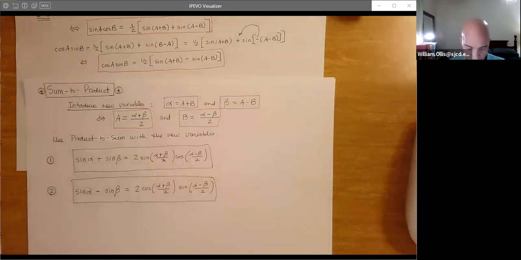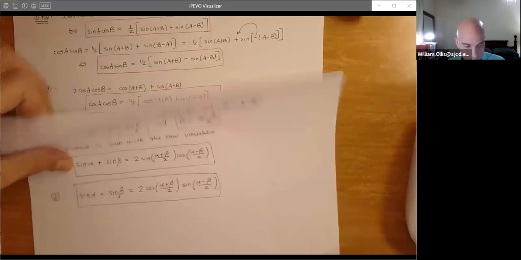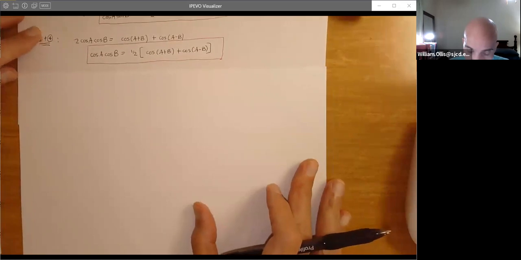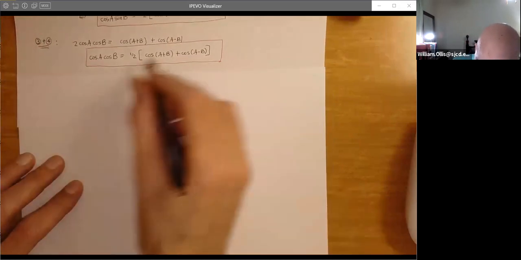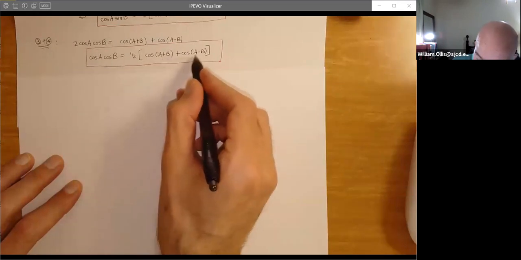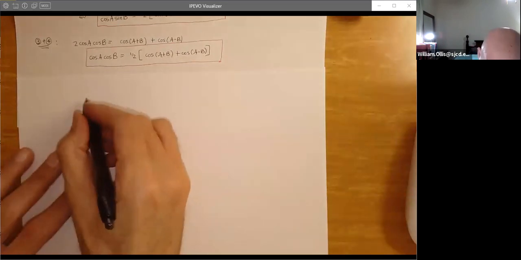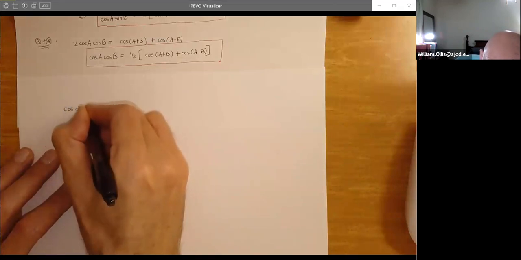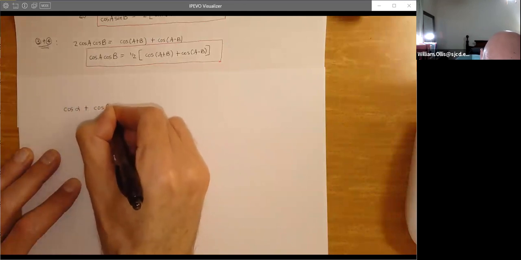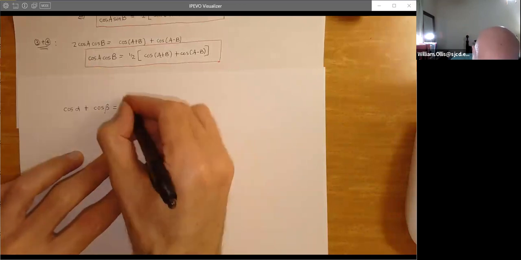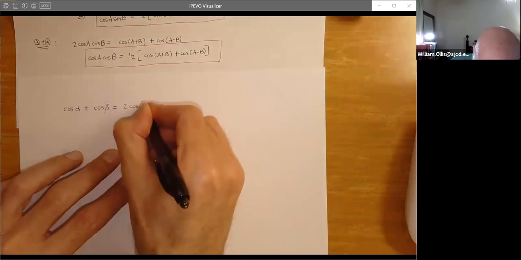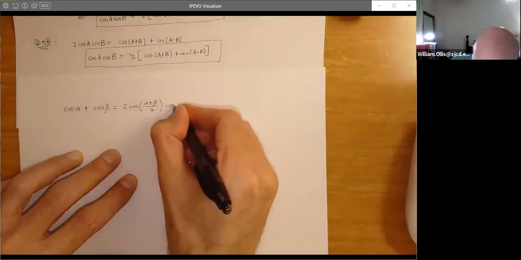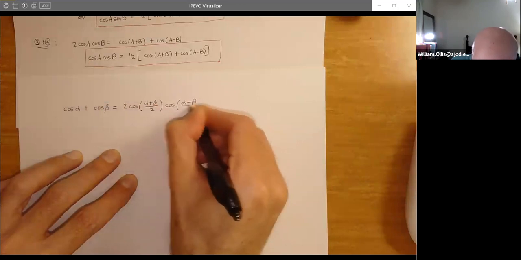So I'll use a new sheet of paper so we can still see it. So we go to this one. I'll just kind of expose that one right there. So now the next one, again, A plus B will be alpha, A minus B will be beta. So we get cosine alpha plus cosine beta will now be 2 times cosine alpha plus beta over 2 cosine alpha minus beta over 2.